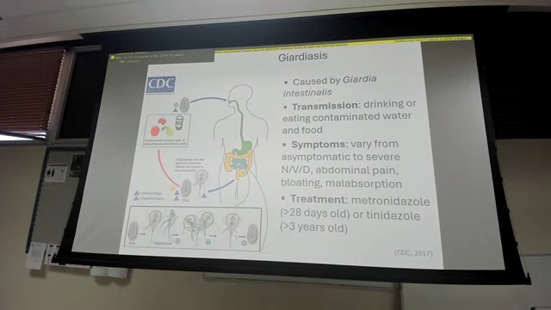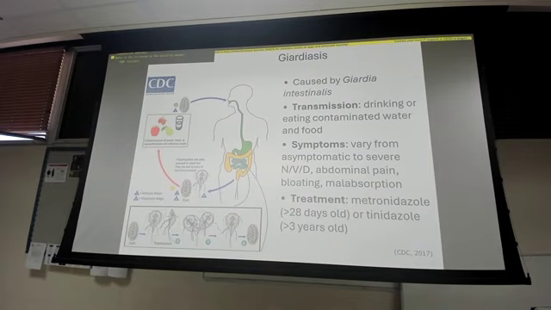So the symptoms, the main one is malabsorption. So mostly from the nausea, vomiting, diarrhea, these line pretty much your entire intestines and bowels, so you can't absorb anything. And then for your treatment, the biggest thing is going to be the age. So if they're 4 weeks old to 3 years old, you'll give them the metronidazole. And if they're over 3 years old, it'll be the tinidazole.